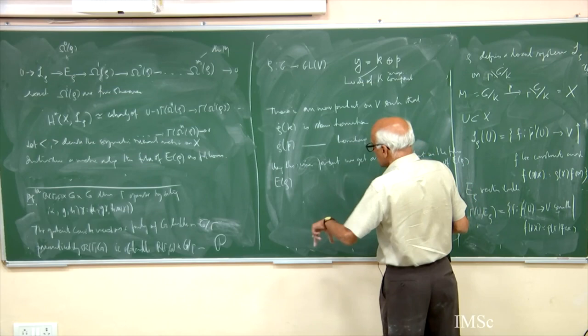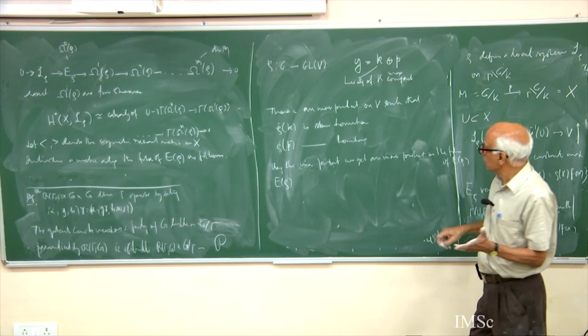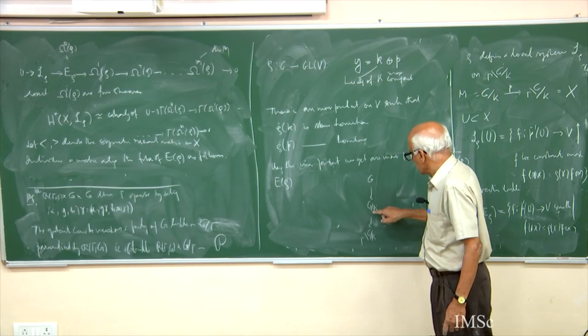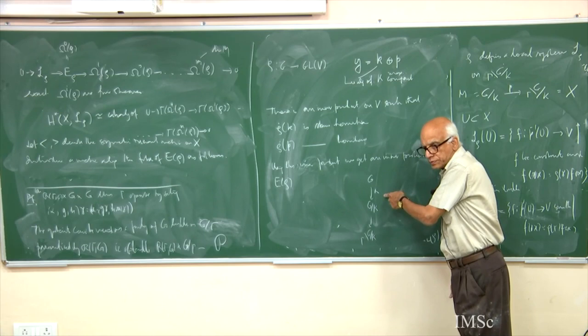The way you think about it is, look at G mod K. First, look at G. You have this quotient to G mod K, and then you have a further quotient to G mod K mod gamma. Now, here is K, and take the representation rho restricted to K. That leaves invariant a Hermitian product on that.